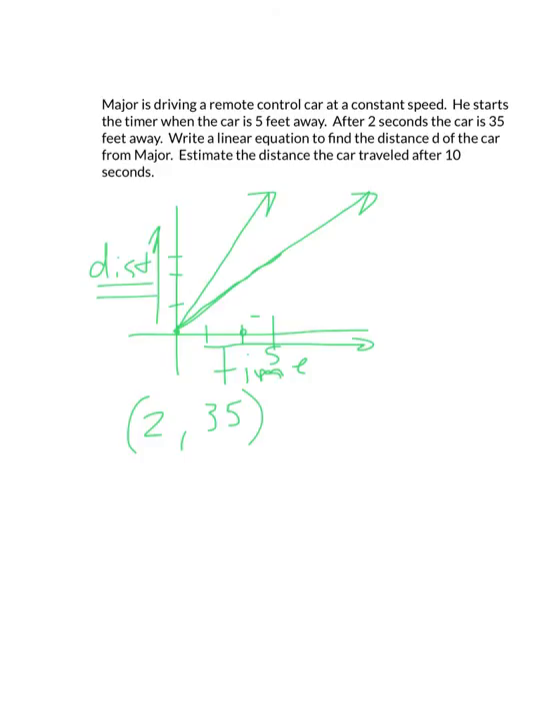So let's make sure we're reading something though, and I apologize because I just reread this problem to myself, Mason. So he starts the timer when the car is 5 feet away. So technically, at the end of 2 seconds, he didn't go 35 feet, he went 30 feet. So this is actually 2 and 30. Now the cool thing is, when he started the car, wasn't he at 0, 0?